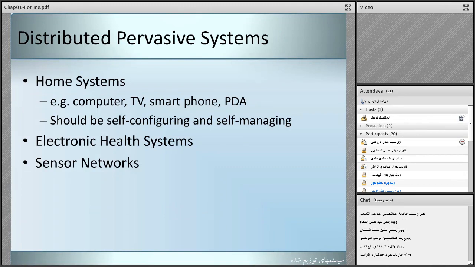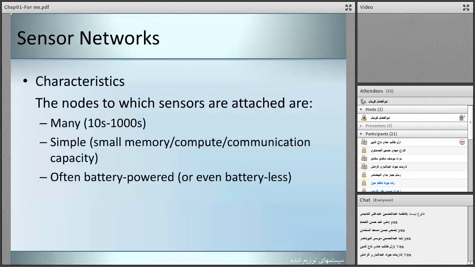So it is another type of pervasive systems. Again, look at this slide. We are talking about distributed pervasive systems, home systems, electronic health systems, and sensor networks. What are sensor networks? If I want to give you a good example about sensor networks, I can say that it's a good example.